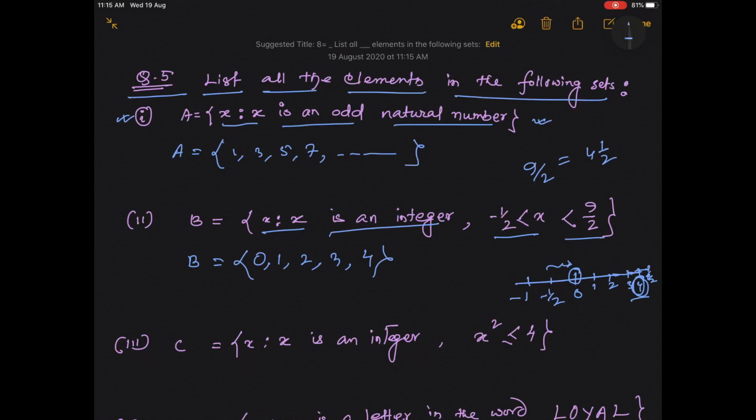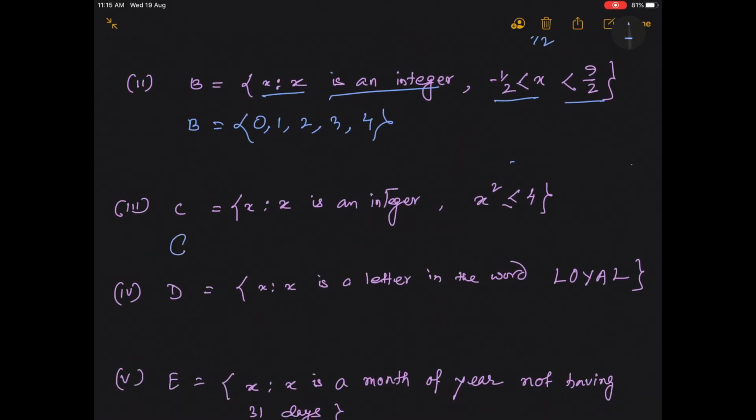Okay, so now let's move on to the next. Let me clean this first. Now take the pencil. Set C, x such that x is an integer where x square is less than or equal to 4. We know plus minus 2 square is equal to 4 and plus minus 1 square is equal to 1, which is less than 4.